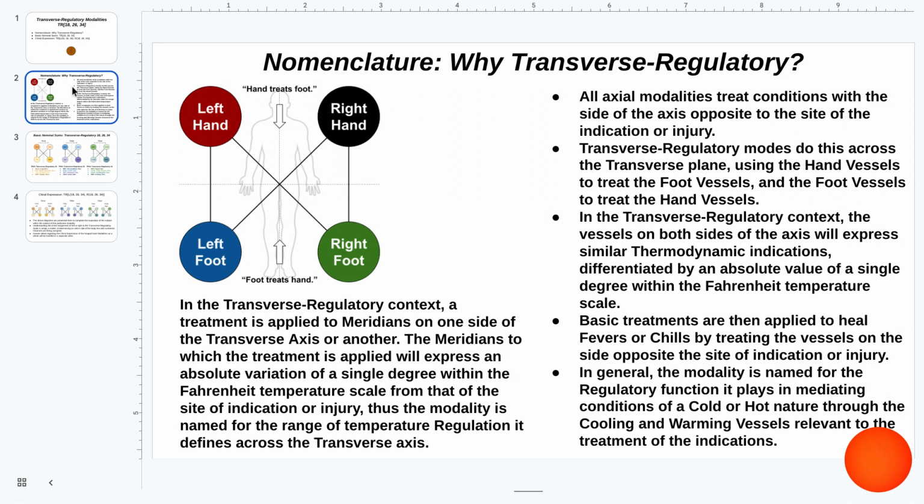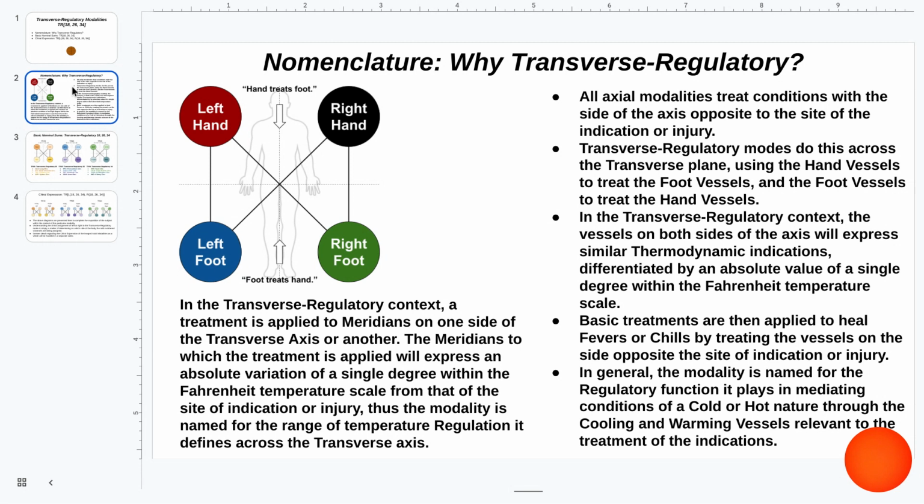In keeping with the spirit of simplicity, there are 2 basic points to remember. First, transverse regulatory modalities treat illnesses across the transverse axis, such that hand treats foot and foot treats hand. Second, transverse regulatory functions are used to treat illnesses of 2 general types, cold or hot.